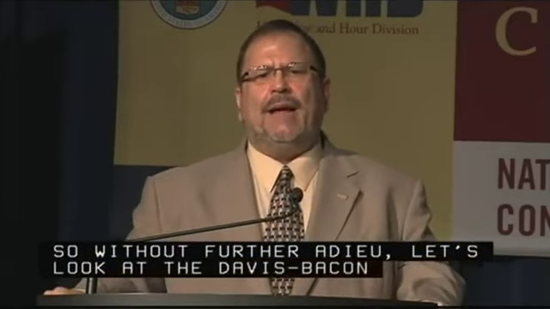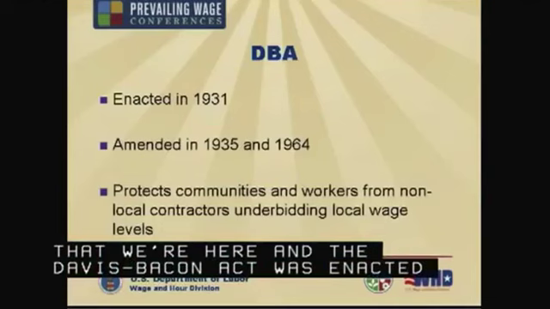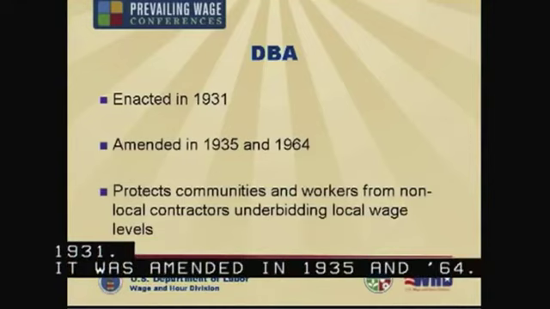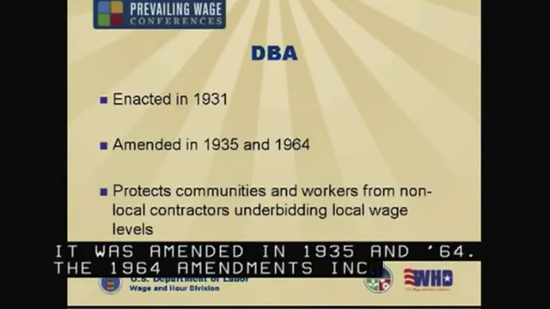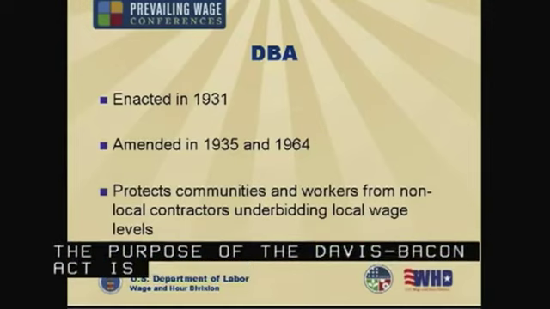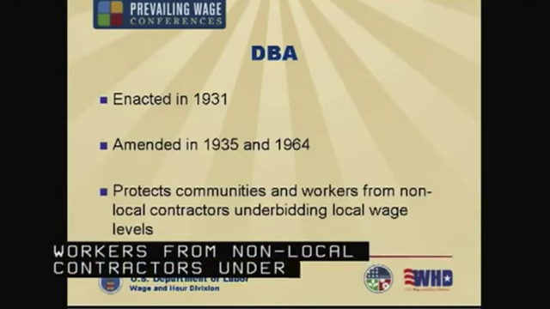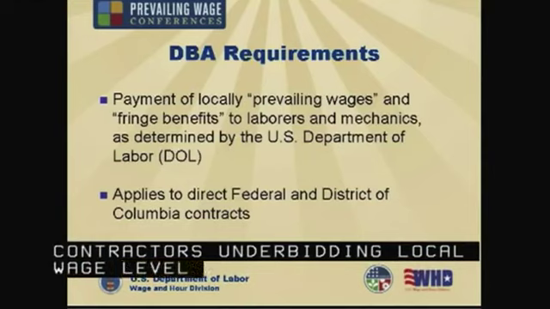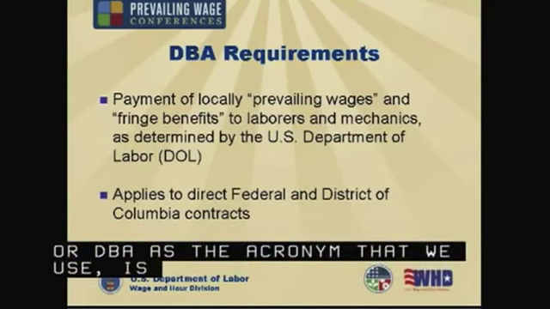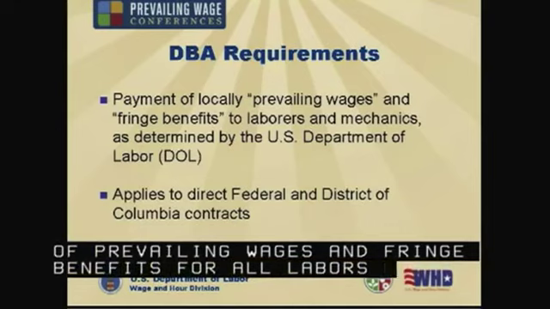Davis-Bacon Act is the reason that we're here, and the Davis-Bacon Act was enacted in 1931. It was amended in 1935 and 64. The 1964 amendments incorporated the fringe benefit requirements into the statute. The purpose of the Davis-Bacon Act is to protect communities and workers from non-local contractors underbidding local wage levels. As you know, the Davis-Bacon Act, or DBA is the acronym that we use, provides for the payment of prevailing wages and fringe benefits for all laborers and mechanics as determined by the Department of Labor.